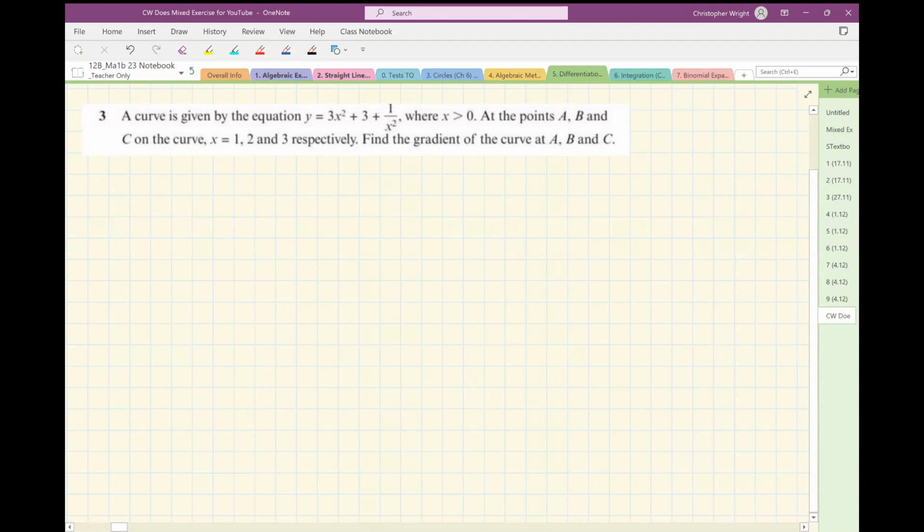Question 3. I've got a curve with this equation where x is positive, and I've got points A, B, and C on the curve, and I'm given the x coordinates. I need to find the gradient of the curve at those 3 points. So the first thing I need to do is to differentiate to get the gradient function.